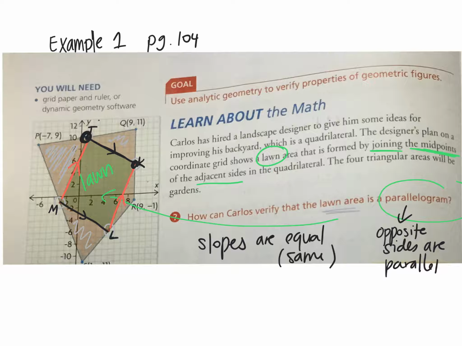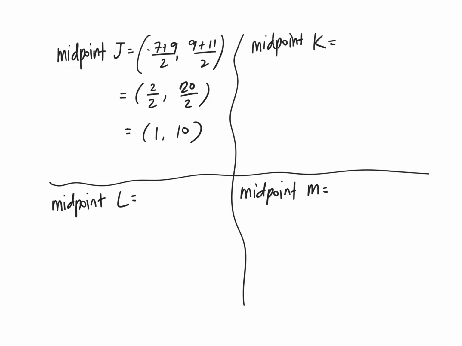J was formed by the midpoints, yes, of PQ. So we have to find all the midpoints. This is the midpoint of QR. This is the midpoint of RS. And then this is the midpoint of PS. So we have to find the coordinates of the midpoints, because we need those coordinates to find the slopes, right? So go for it. To find midpoint J, I use the coordinates of P and Q, and I found the middle point. So midpoint J is (1, 10). That's the coordinate of midpoint J.